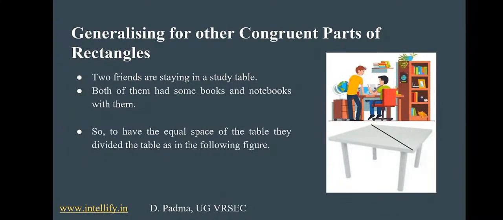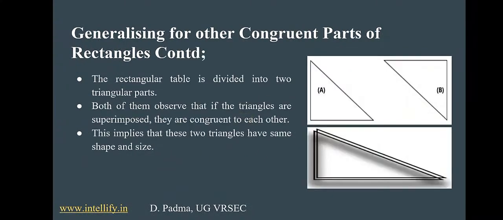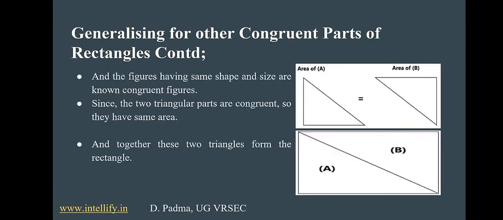They divided the table into two equal parts, and here the rectangular table is divided into two triangular parts. Both of them observe that if the triangles are superimposed, they are congruent to each other. Like this, in another diagram, if they are superimposed, they seem to be equal, congruent to each other. This implies that these two triangles have the same shape and size. Figures having the same shape and size are known as congruent figures. So we know that congruent figures are, what are they? If they have the same shape and size, we say they are congruent figures.